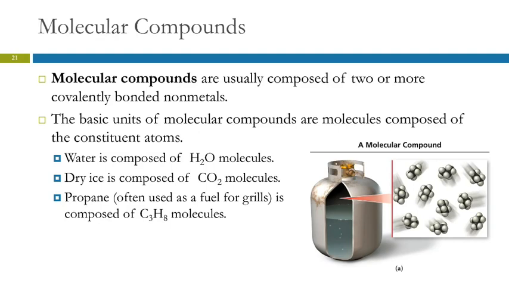Moving over to the compounds. Molecular compounds, 2 or more covalently bonded non-metals. Individual components of these compounds are molecules. We've looked at water a lot. This is propane. It has individual molecules. This is different from an ionic compound where you have alternating cations and anions all throughout the thing. These have individual units.